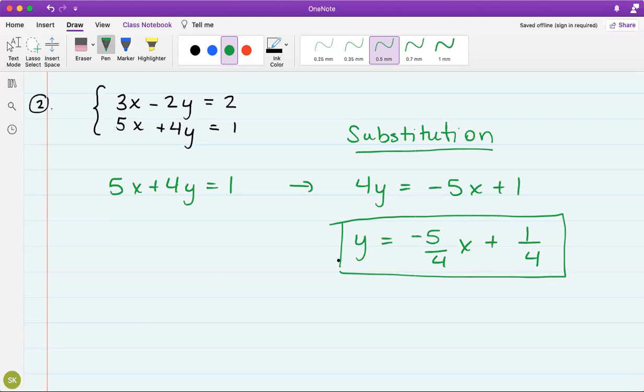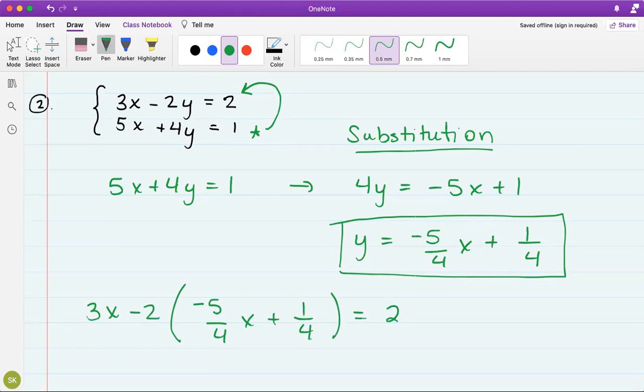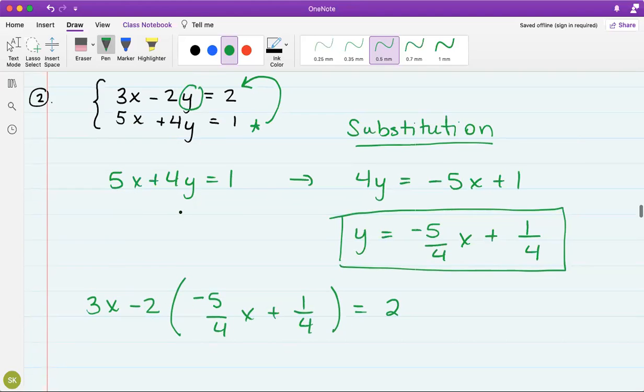Now that I have solved for one of the variables, and I solved it in the second equation, this one here, I'm going to plug this into the first equation. So wherever I see a y, I'm going to substitute this in. That way I have an equation that just involves x. So I get 3x minus 2, here's the y, so I'm going to put negative 5 over 4 x plus 1/4 and set that equal to 2. Notice that I just substituted. That's the only thing I changed in this equation.